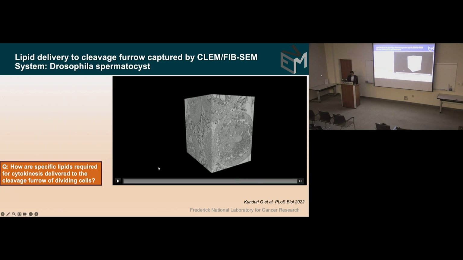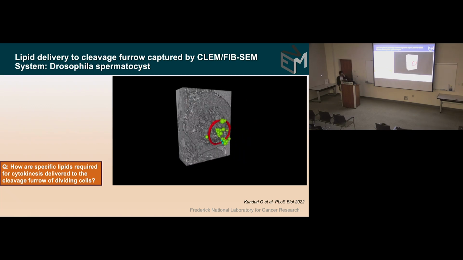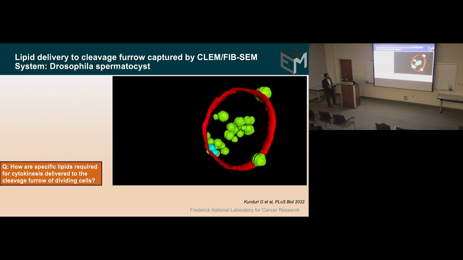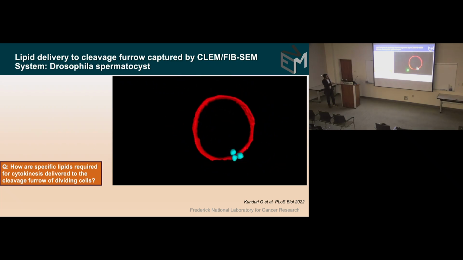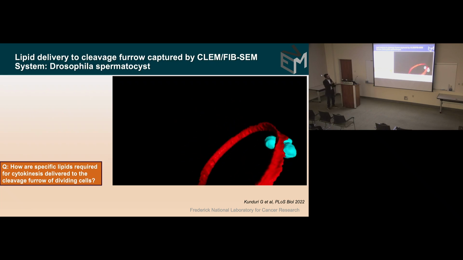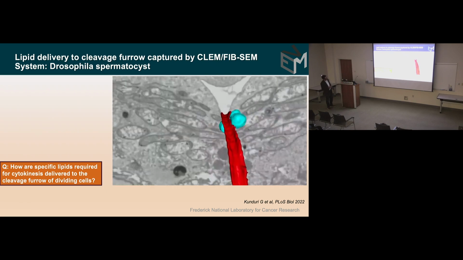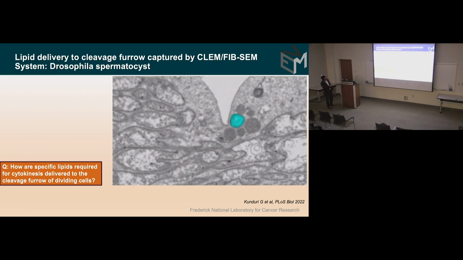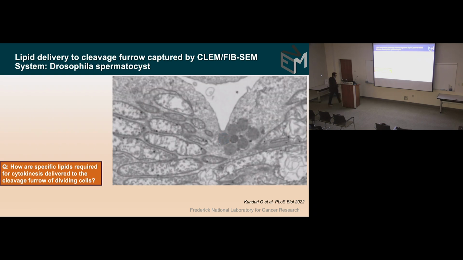So what does the 3D data look like? This is the same data. This is just the furrow, and in green are all the unfused lipid compartments, and the blue ones are the ones that we happen to catch just as they're docked at the furrow. Everything that's false colored is just segmented. Here's the actual data coming up. And you can see that these guys are docked right there, right by a proteinaceous collar, right around the cytoplasmic furrow.